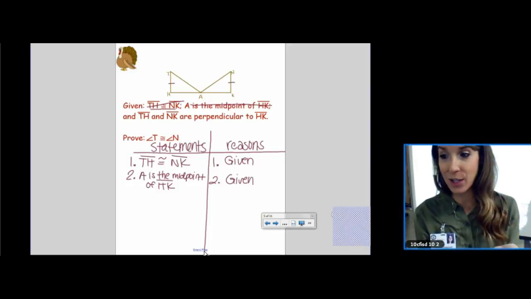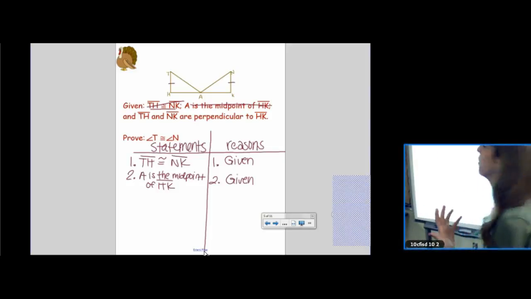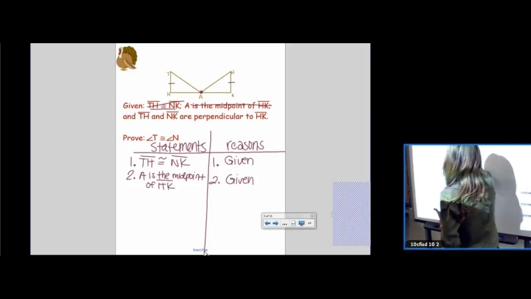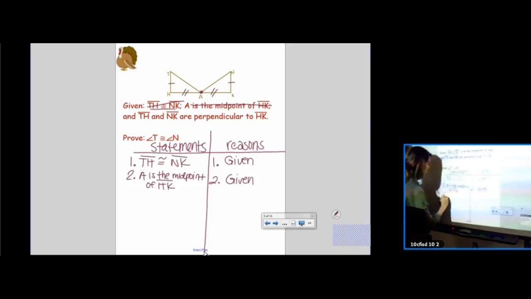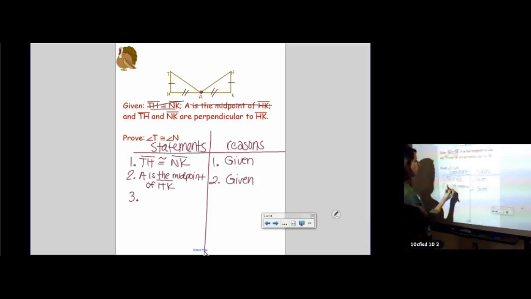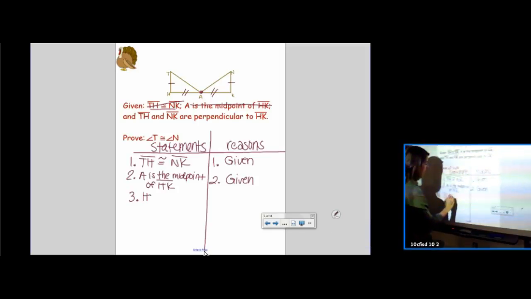What would you add to your picture? You're like, oh, well, if A is the middle, I would add tick marks. Well, when you add something to your picture, you have to document it in your proof. What are those tick marks saying? They're saying segment HA is congruent to segment AK.